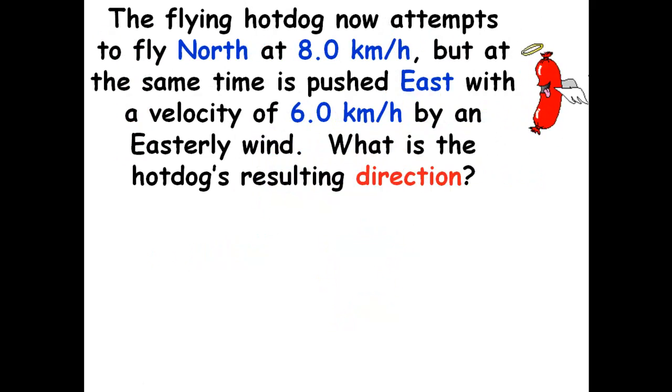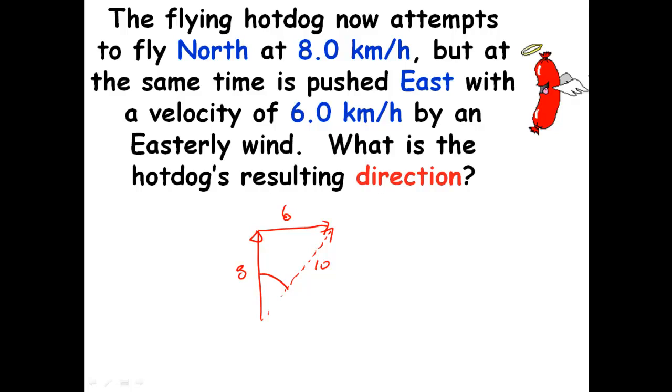So let's put this in terms of direction now. We know how to find the resultant, but what about the direction? We know our hot dog was pushed north at 8, and we know the wind pushed them east at 6. We know that there's a resulting velocity of 10. Notice the resultant is bigger than either one of those two. You're actually going to go faster because the wind is helping you out.